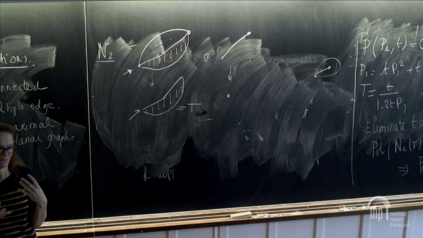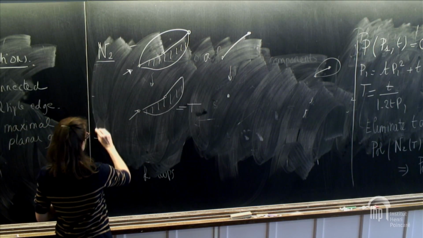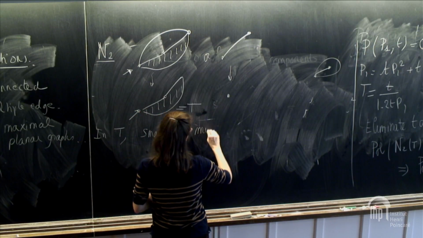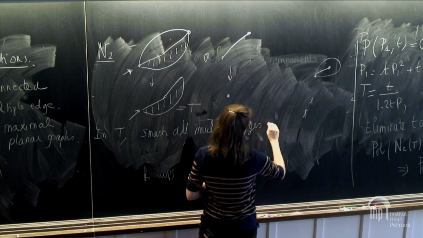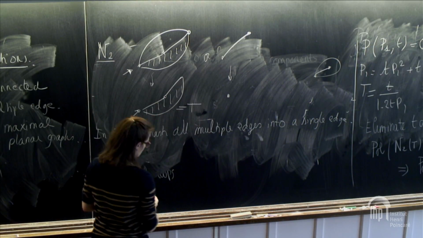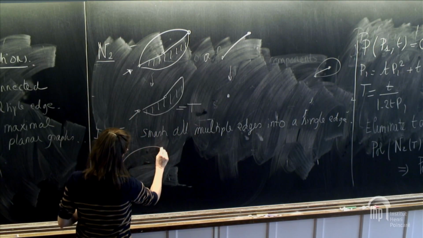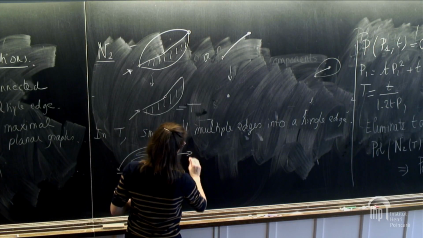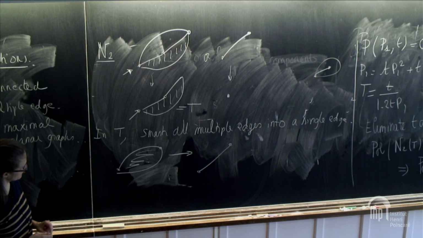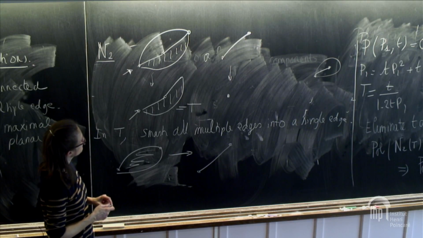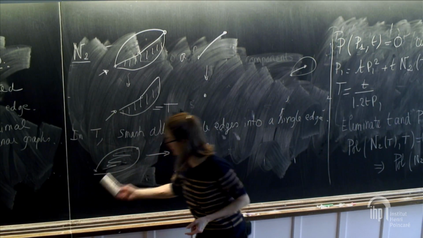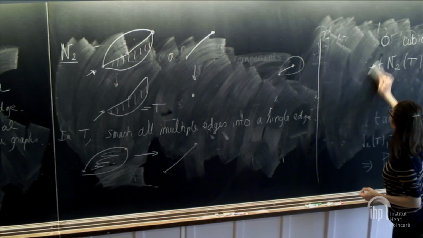So I certainly still have, most likely, double edges. And what I do in T, I will smash all multiple edges into a single edge. That is, anything that looks like this with something inside, I contract into an edge. So in this way, I get a triangulation which, by construction, has no multiple edge. So 3 connected.